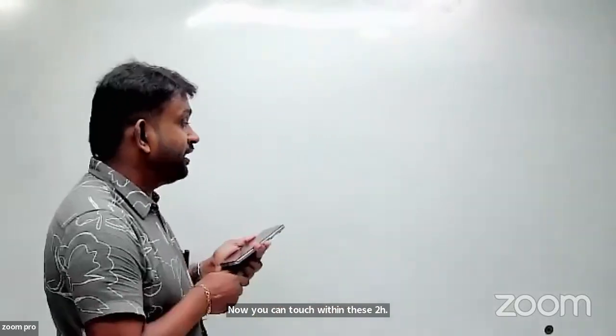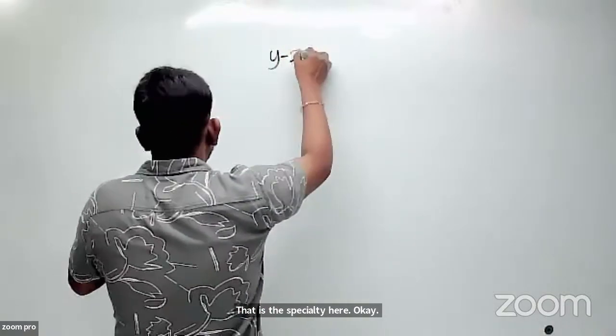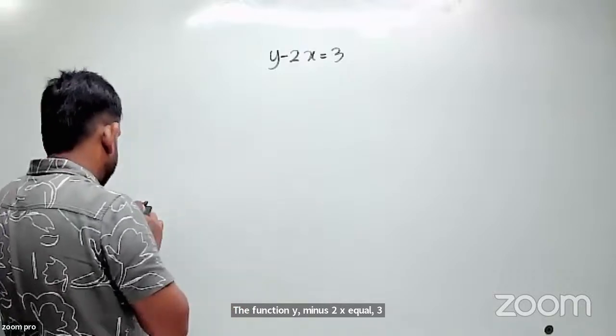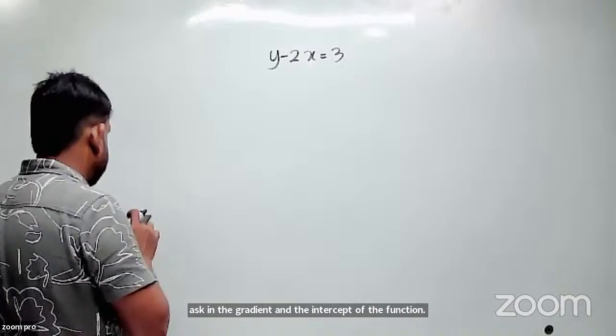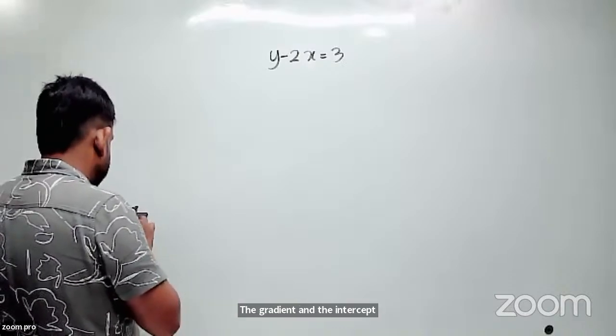Now we have the function y minus 2x equals 3. They are asking for the gradient and the intercept of the function. See there.